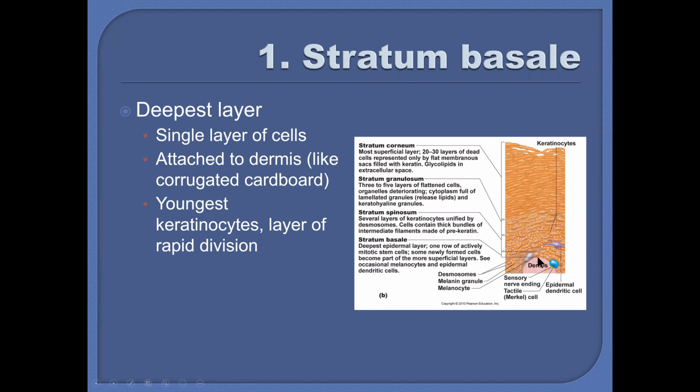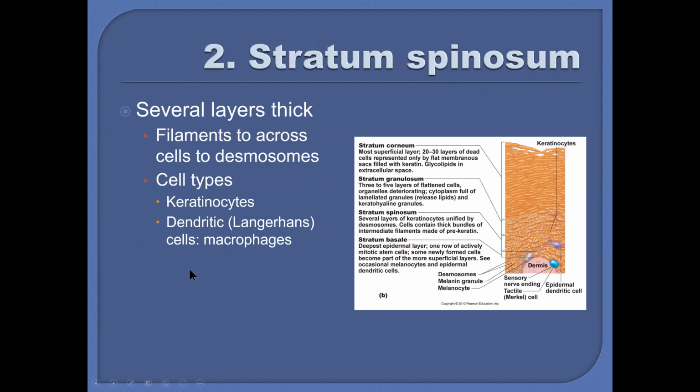The deepest layer is the stratum basale, a single layer of cells that's attached to the dermis like corrugated cardboard. If you've ever looked at cardboard and peeled off that most superficial layer, you see a whole bunch of ridges. That's the corrugation, okay? They are the youngest keratinocytes, and they are the layer of rapid division. The next layer up is the stratum spinosum. There they have filaments, or the desmosomes, which is one type of cell junction that we talked about. They are for keeping cells together and not being sheared off, okay?